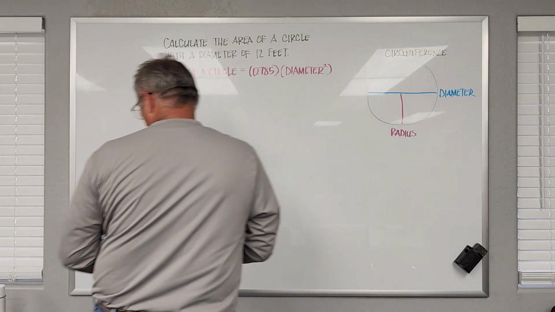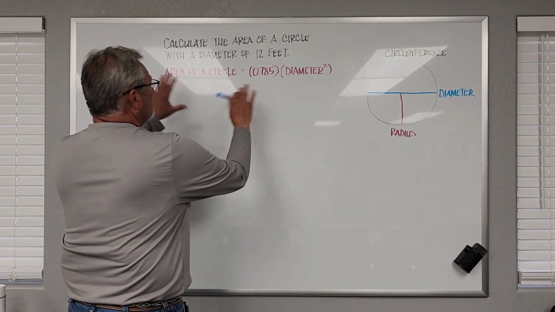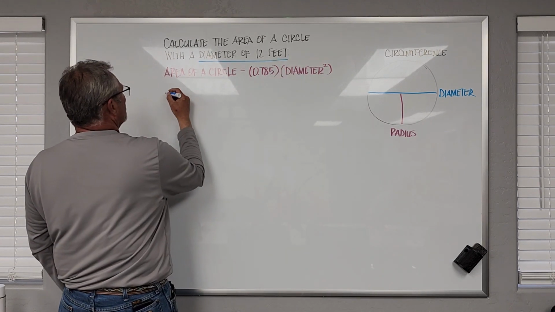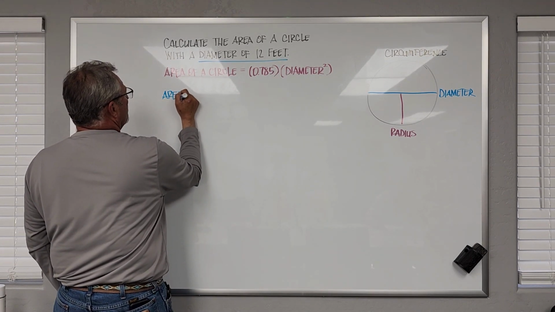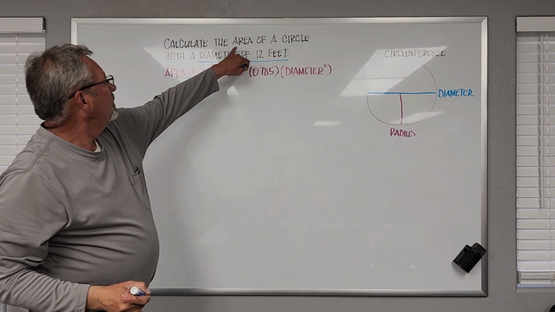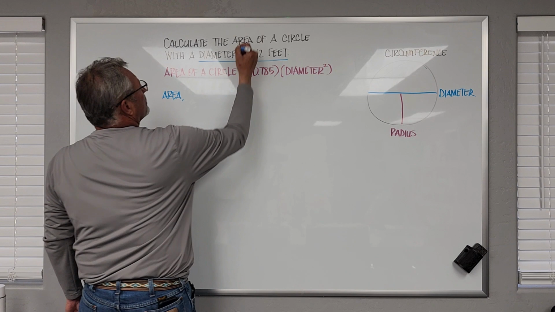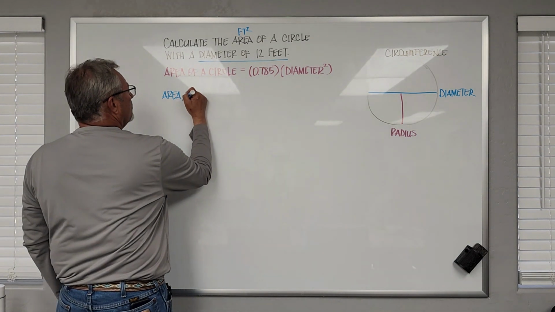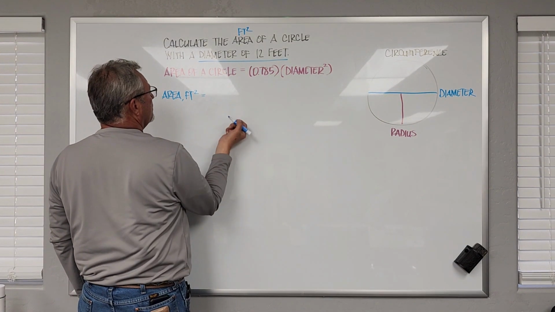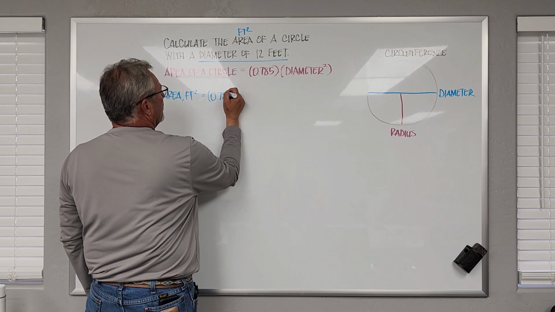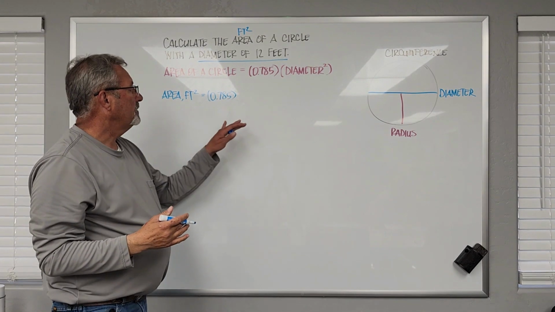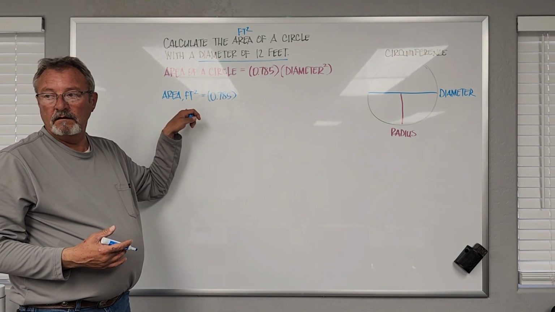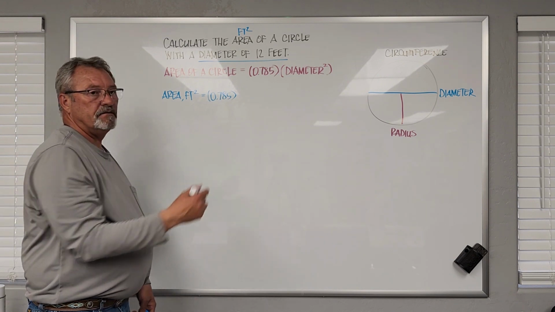So, keeping that in mind, I'm going to rewrite this formula with the diameter of 12 feet. Area, and the unit of measure I want, area is the same thing as square feet. So I want area in square feet equals 0.785. Now, real quickly, I just want to point out, whenever I have a decimal point and there's no numerical value to the left, if it's less than 1, I always write that 0.